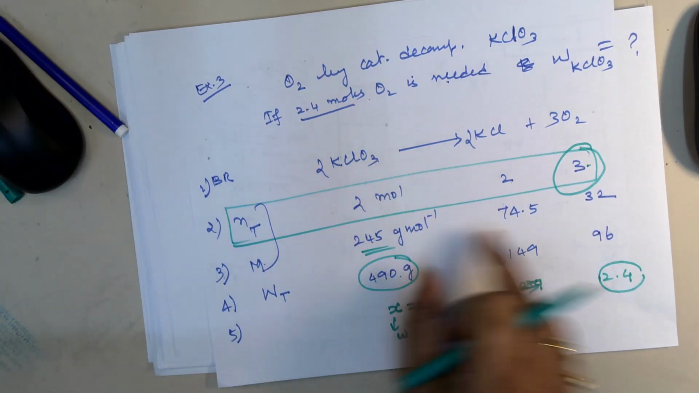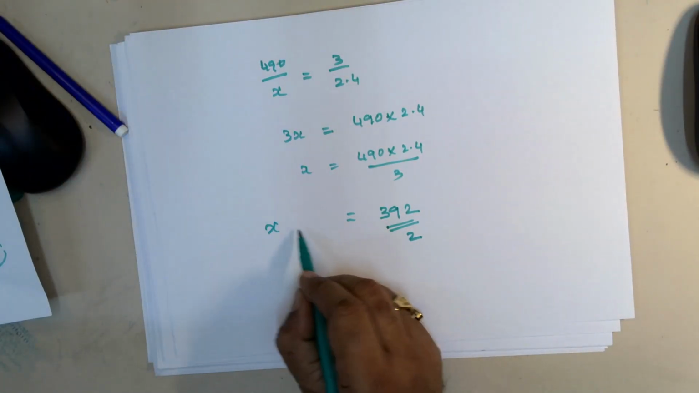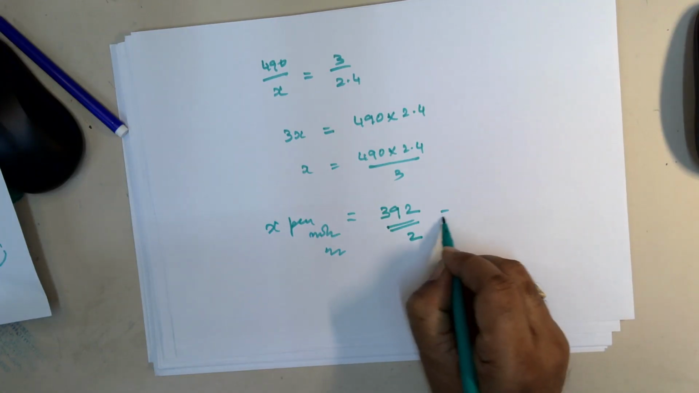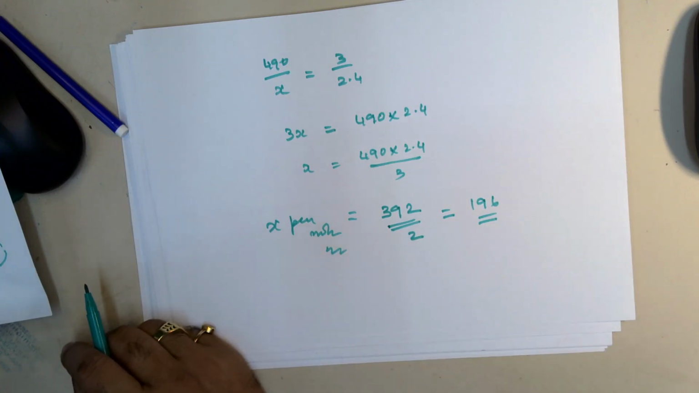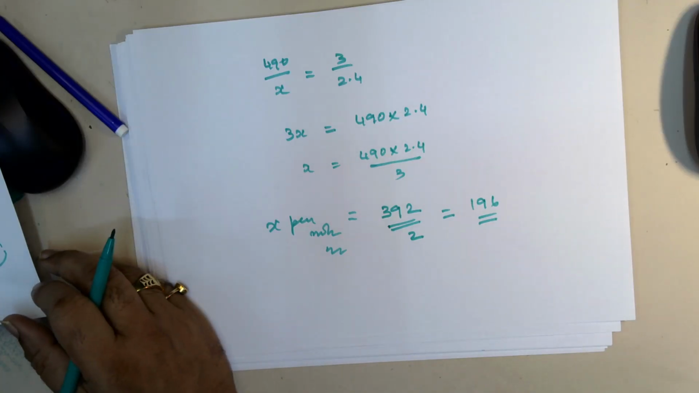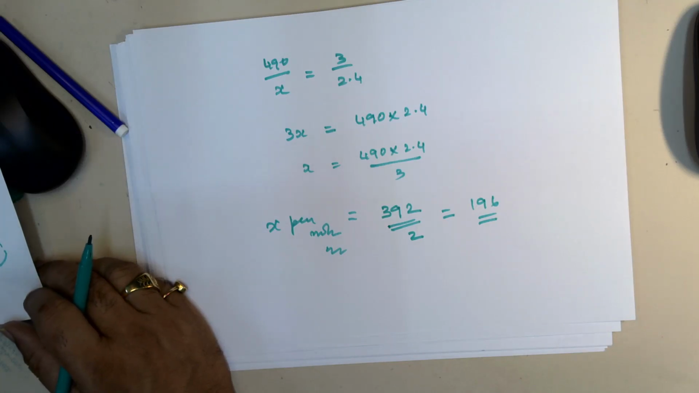But when we consider 1 mole, in that case you can divide this by 2. So X per mole of KClO3 means 196. Got it? Yes, sir. Because the 3 moles is produced by the decomposition of how much KClO3? Of 245. Okay, sir.